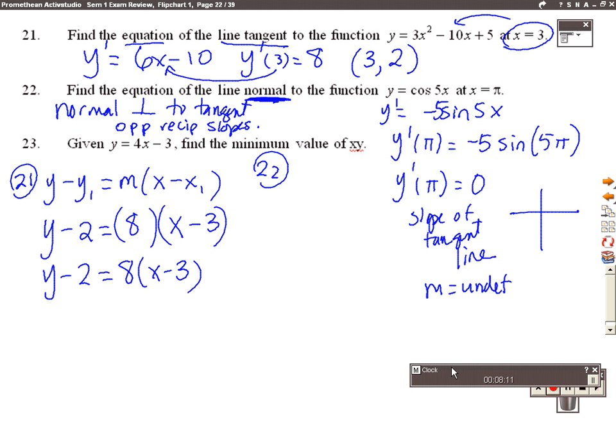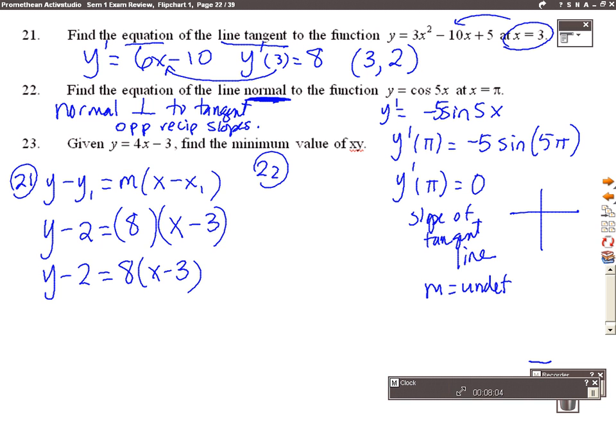Whoops, let's move my clock here. It won't move. Move. Okay, never mind.